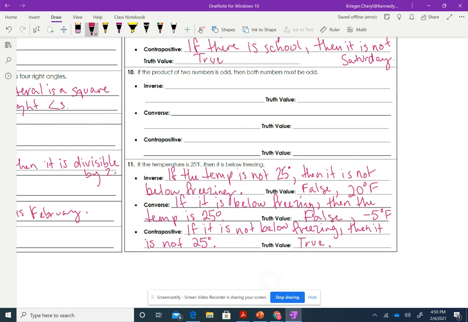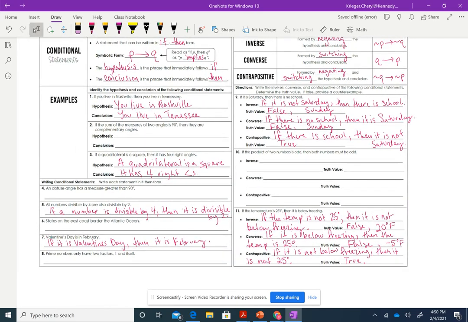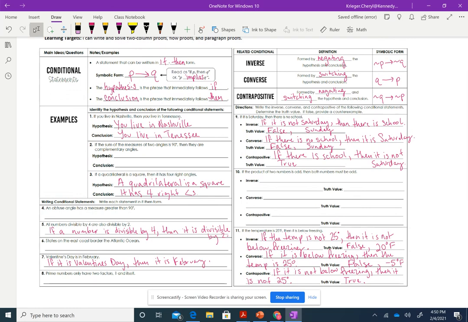You guys can do the ones that I skipped, and we will practice this some more in class.